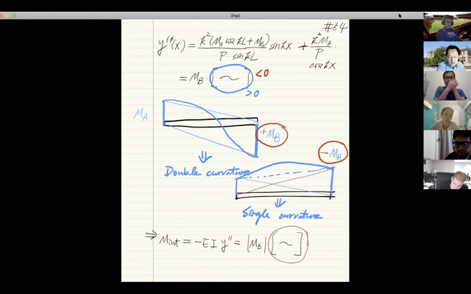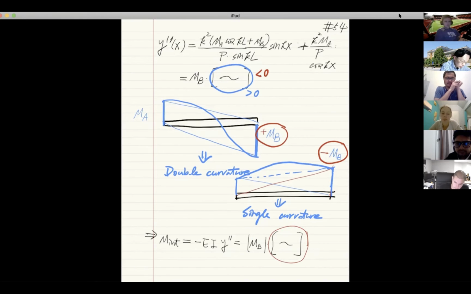So what we learn from this analysis is the coefficient associated with MB. You can also replace this MB with MA, and of course it will give you the same result. But if we choose MB, then we use MB as the reference point and compare the sign of this one to determine whether it's a single curvature or a double curvature bending.